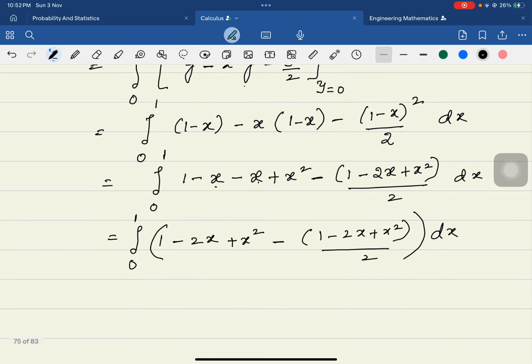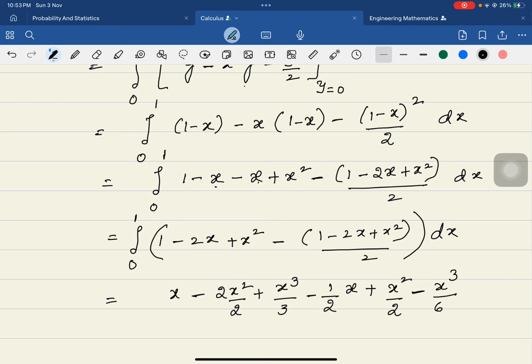Now let us simply do the integration one by one. Integral 1 dx is x. Integral 2x is 2x square by 2. Integral x square is x cube by 3. Now it is minus 1 by 2. So minus 1 by 2 integral dx is x. Minus of minus 2 gets cancelled, integral x is x square by 2. Minus of plus, integral x square is x cube by 2 into 3, which is 6. Now the limits are from 0 to 1.